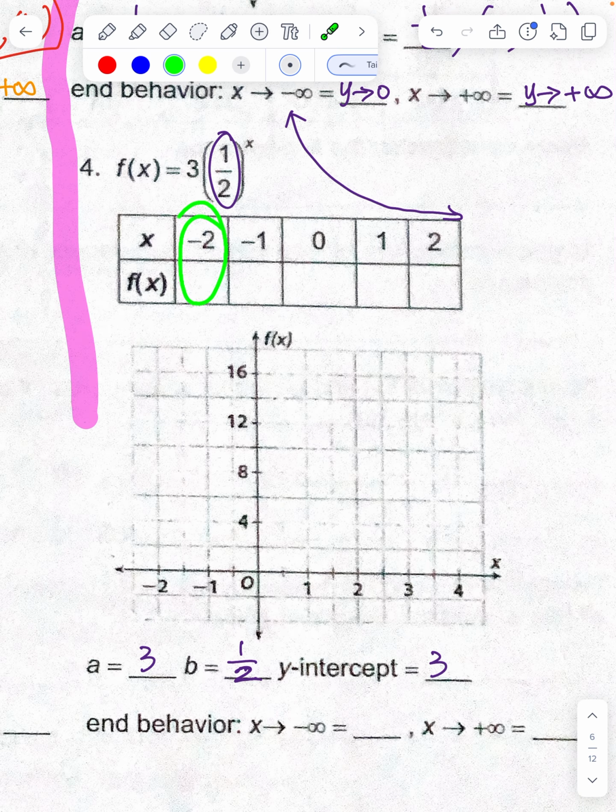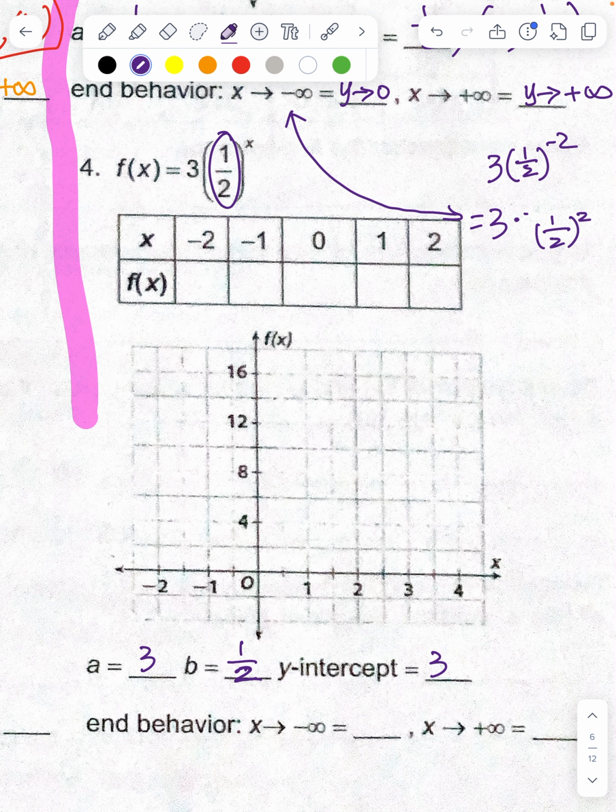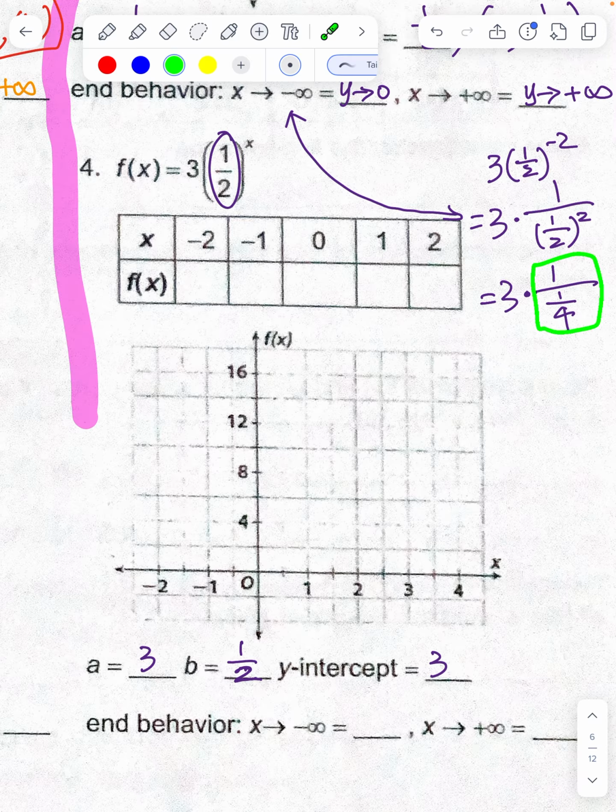Let's do the first. x equal to -2. So 3 times 1/2 raised to the -2 power. 3 times 1/2 raised to the positive 2 power, and then 3 times 1 over 4. So 1 divided by a quarter, that is 4. So 3 times 4, that's 12.